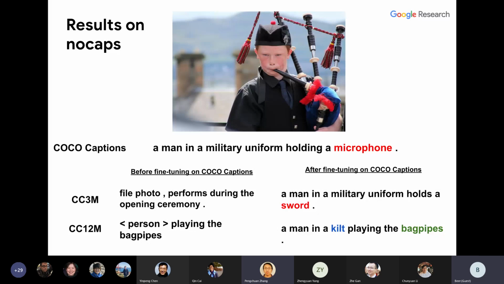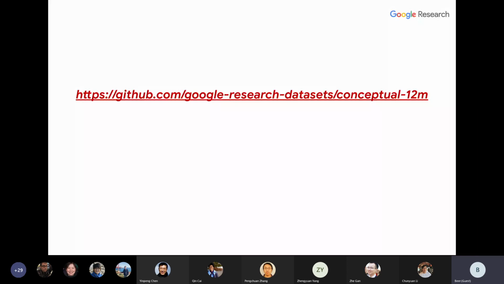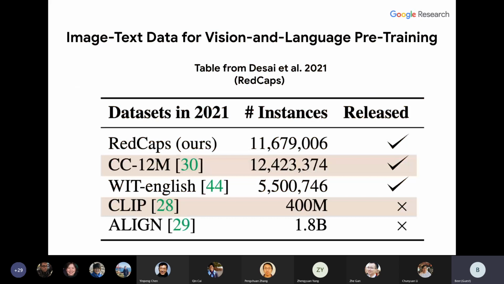Skateboard to motorcycle to Segway. It seems that, please check this out: Conceptual 12M. And I want to mention this really quickly. In 2021, there's a lot of other things you can explore. Probably not CLIP and ALIGN, which are much bigger but not publicly released, but probably you may have something on your own. There's a lot of other things, RedCaps and WIT English here, a lot of image text data.